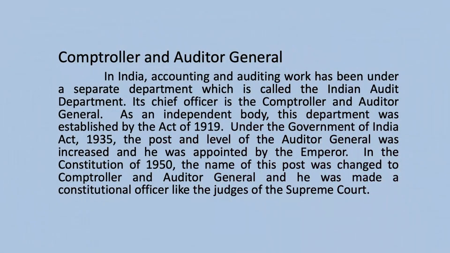In India, accounting and auditing work has been under a separate department which is called the Indian Audit Department. Its chief officer is the Comptroller and Auditor General. As an independent body, this department was established by the Act of 1990. Under the Government of India Act 1935, the post and level of the Auditor General was increased and he was appointed by the Emperor. In the Constitution of 1950, the name of this post was changed to Comptroller and Auditor General and he was made a constitutional officer like the judges of the Supreme Court.